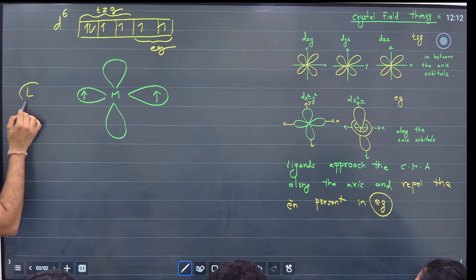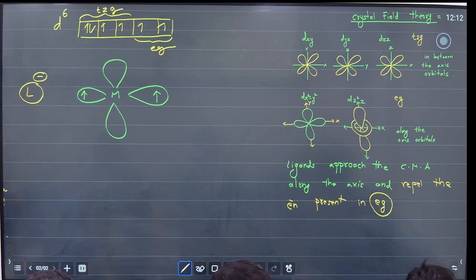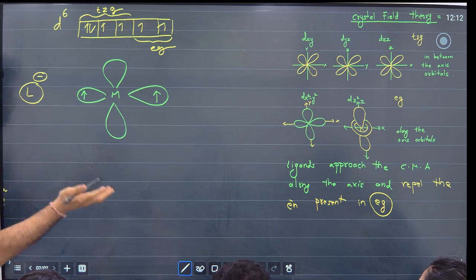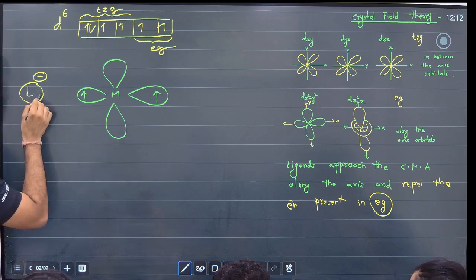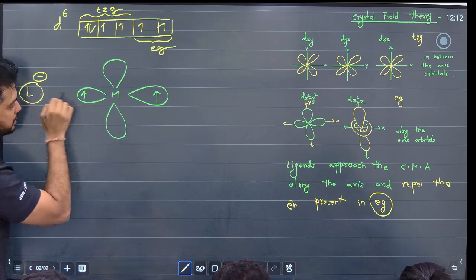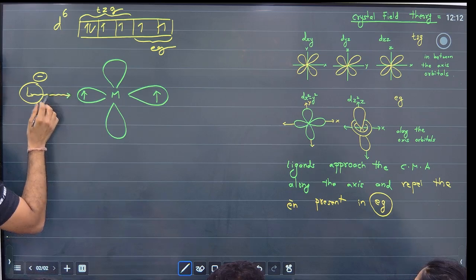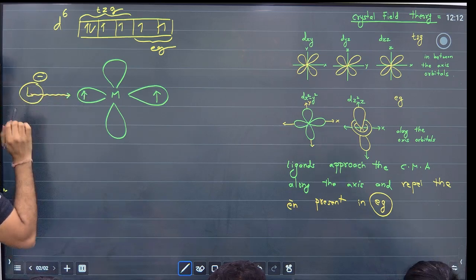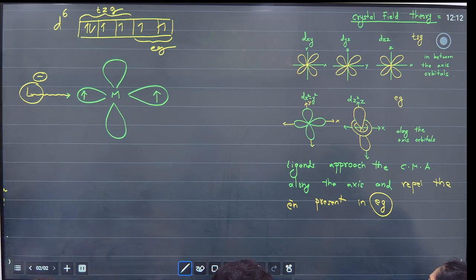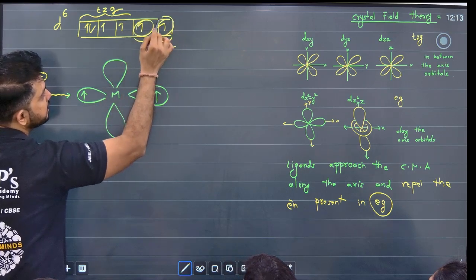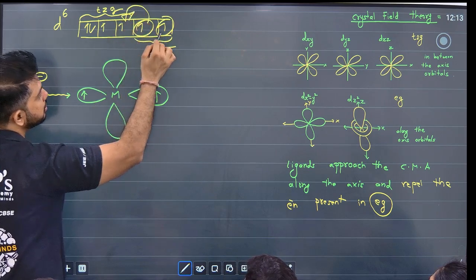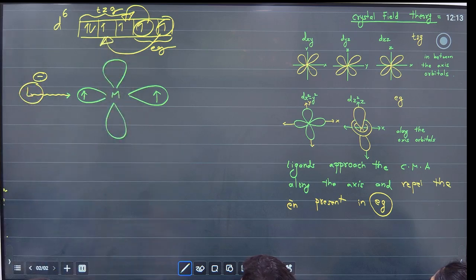What's the charge on the ligand? It's a nucleophile, electron rich. So what charge will it carry? It can be neutral, it can be negative. These are approaching, they want to form a coordinate bond, so the ligand is coming. Electrons are negatively charged. Here also, what is there? They are going to repel each other. They start repelling each other, and these electrons jump to T2G. Did you get that?